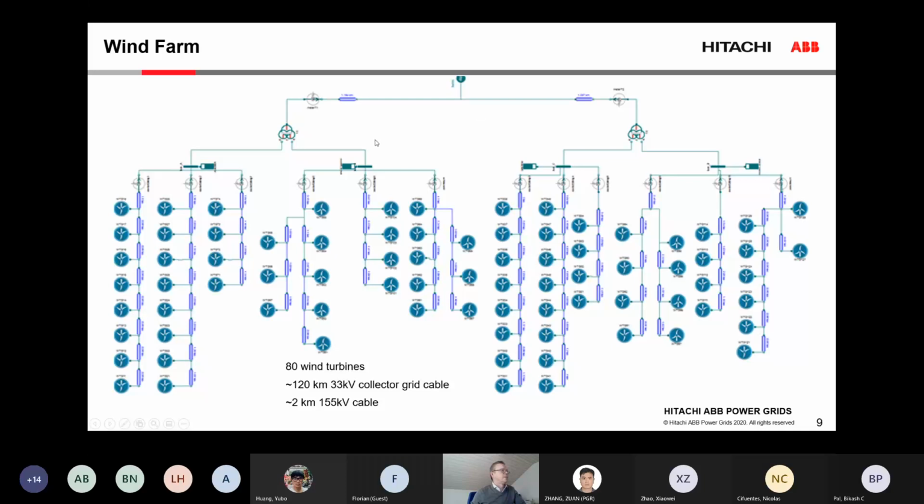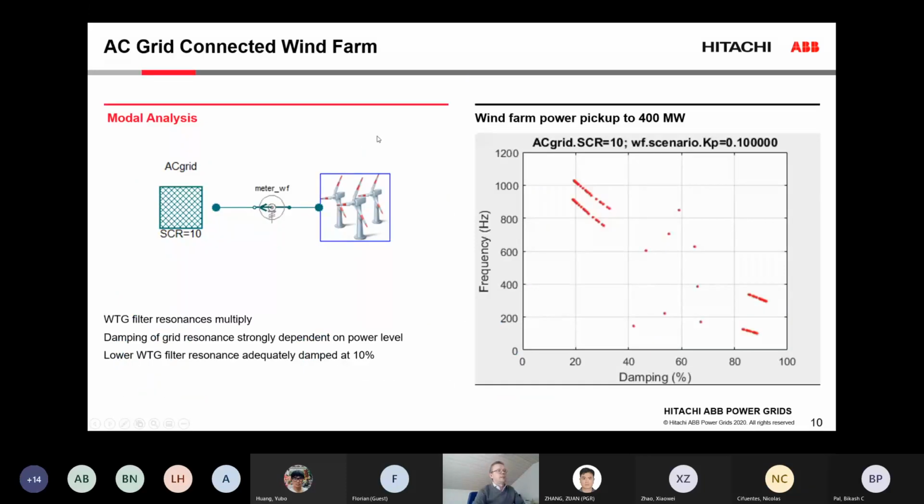And so when we take this model, we connect this wind farm with its collector grid and each of the wind turbines, and we do the modal analysis of that.